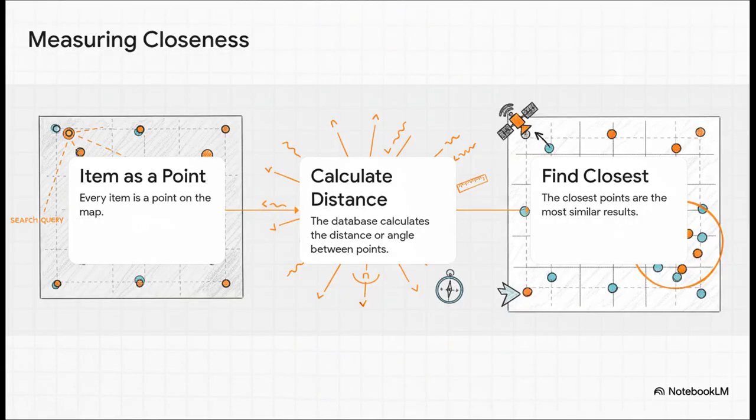So how does a computer figure out what's close? Well, it all comes down to some pretty cool math. First, like we said, everything is a point on the map. Then the database calculates the literal distance or the angle between your search term's point and all the other points on the map. And finally, the points with the shortest distance are your best, most similar results. It's basically a GPS for ideas.